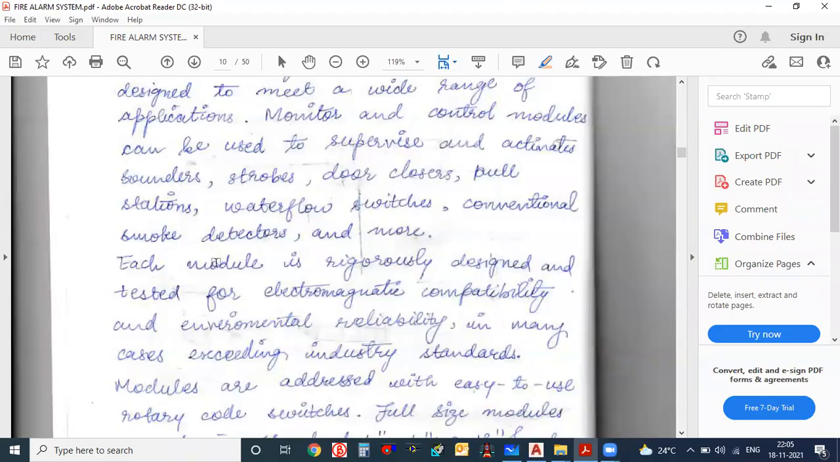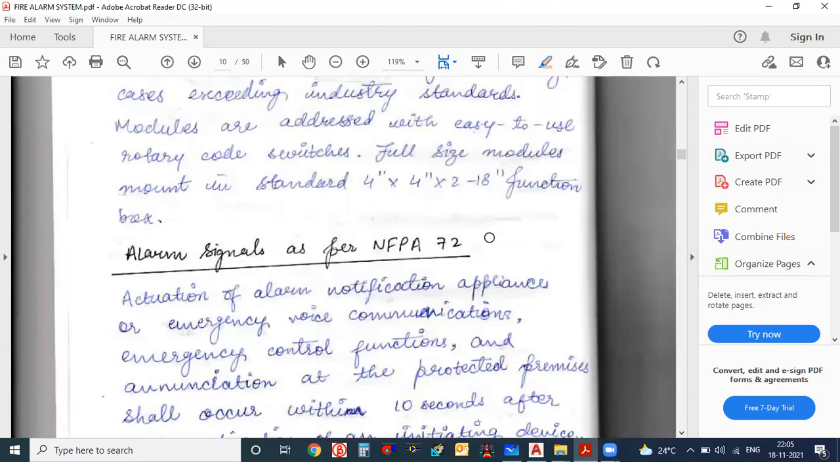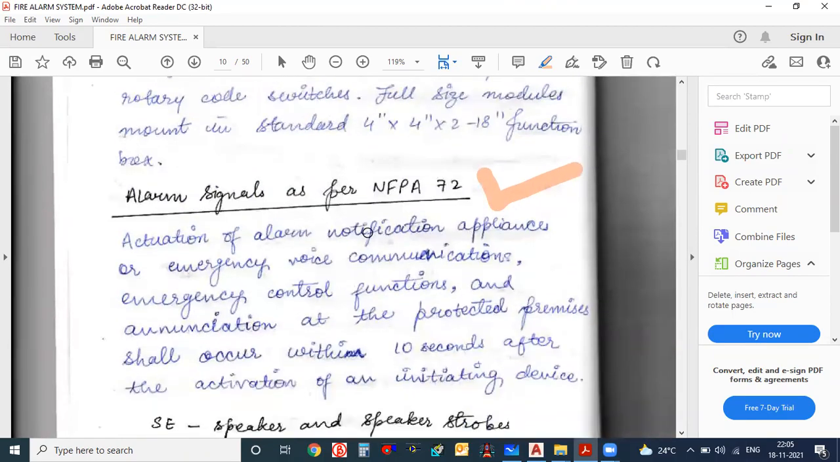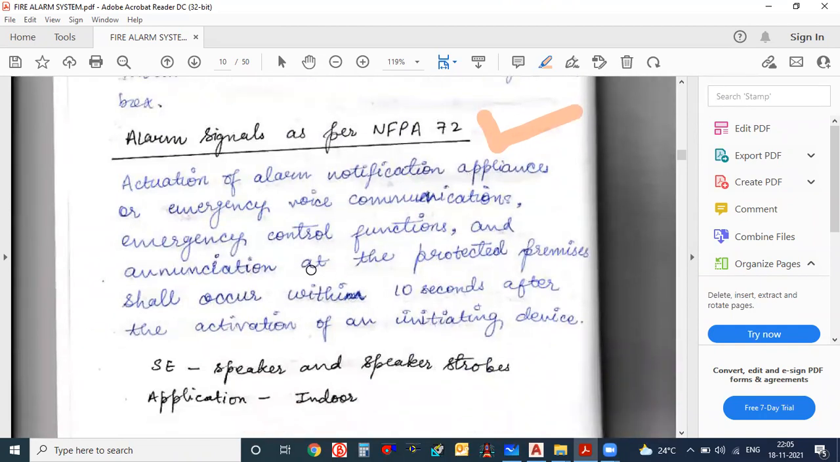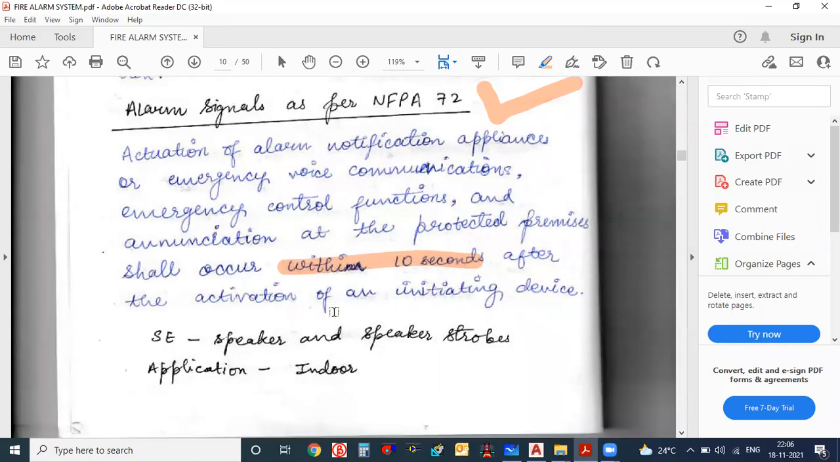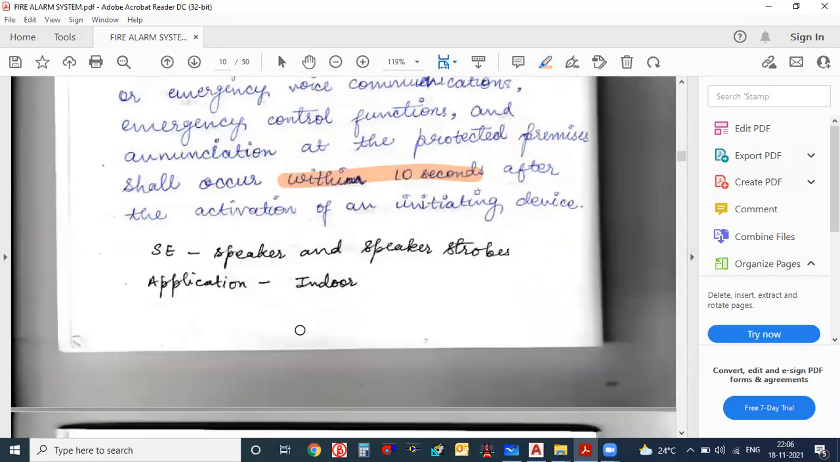Here it is telling something: each module is rigorously designed and tested for electromagnetic and environmental reliability. Alarm signal as per NFPA 72: actuation of alarm notification appliances or emergency voice communication shall occur within 10 seconds. NFPA 72 is telling that within 10 seconds your alarm should activate. Whatever system you are connecting, whether it is an automatic system, it should activate within 10 seconds after the activation of an initiating device.